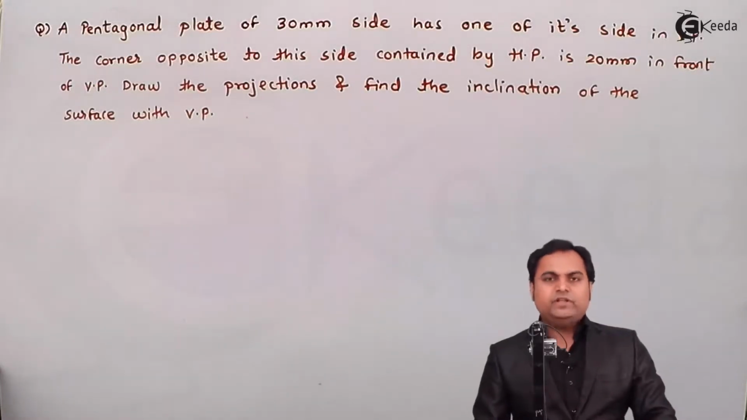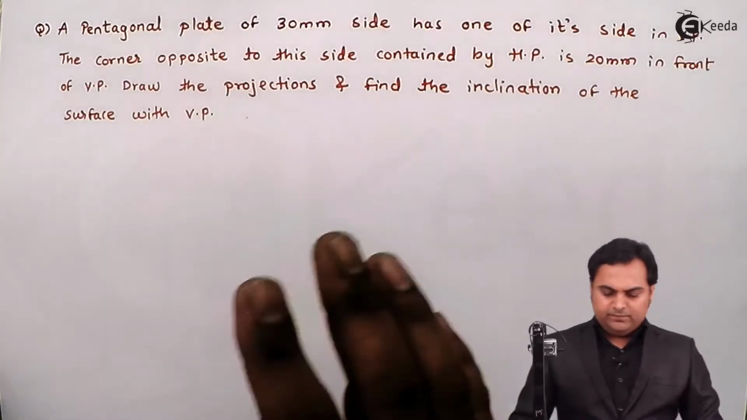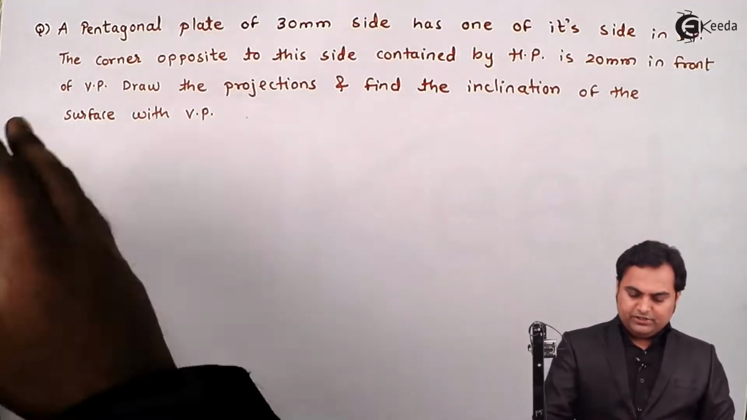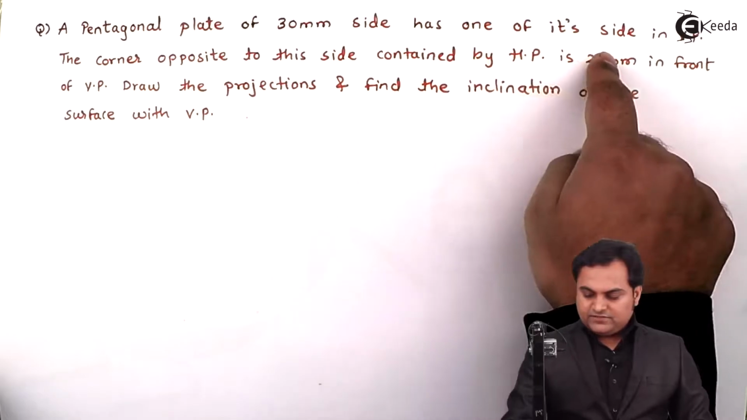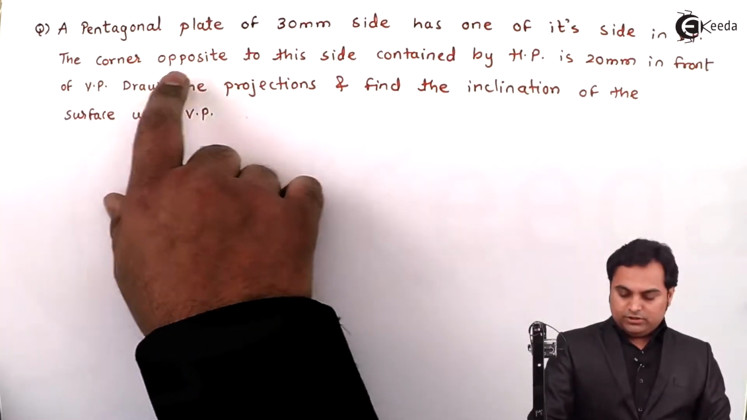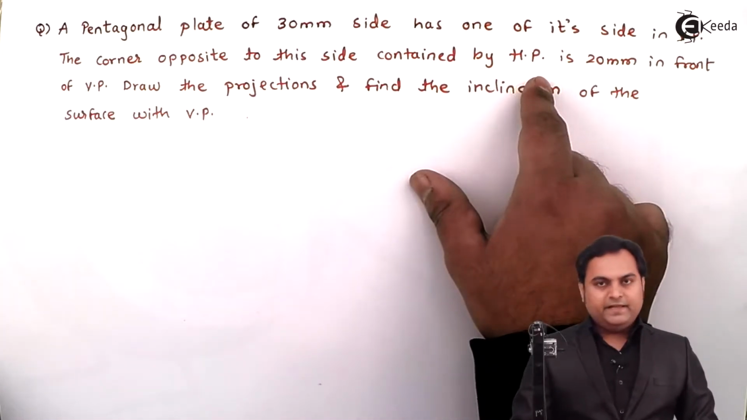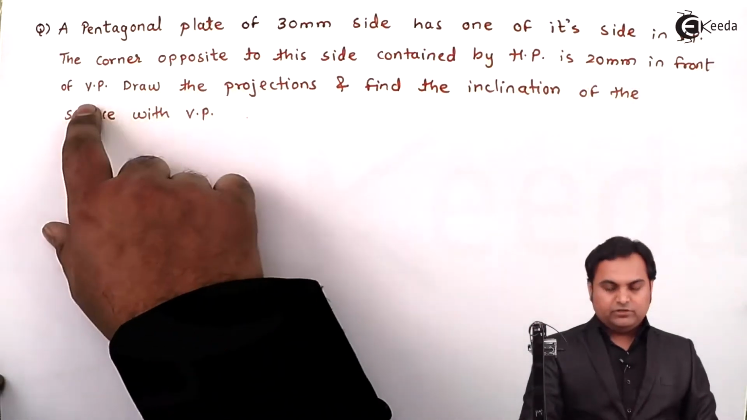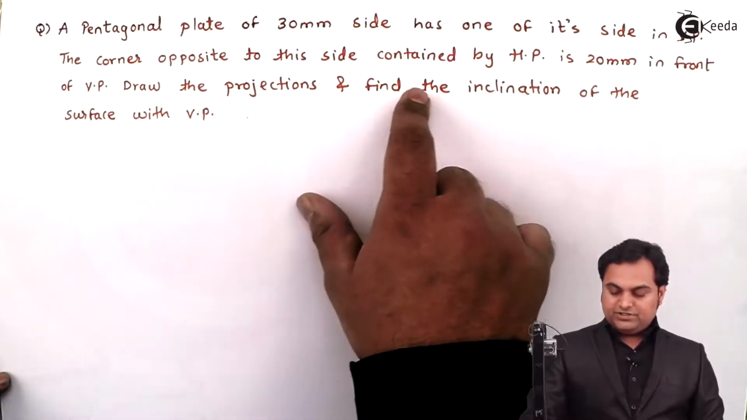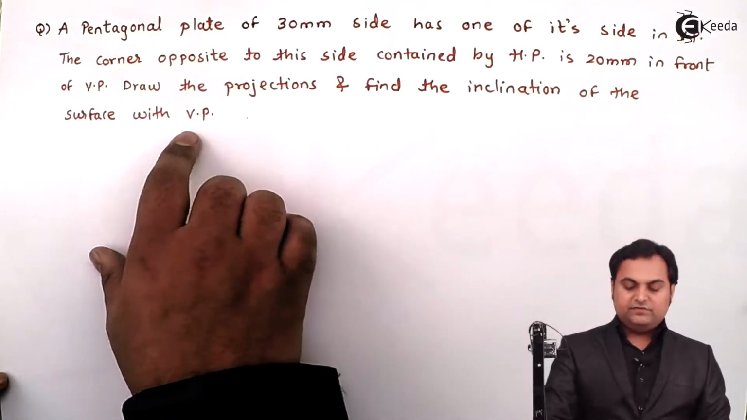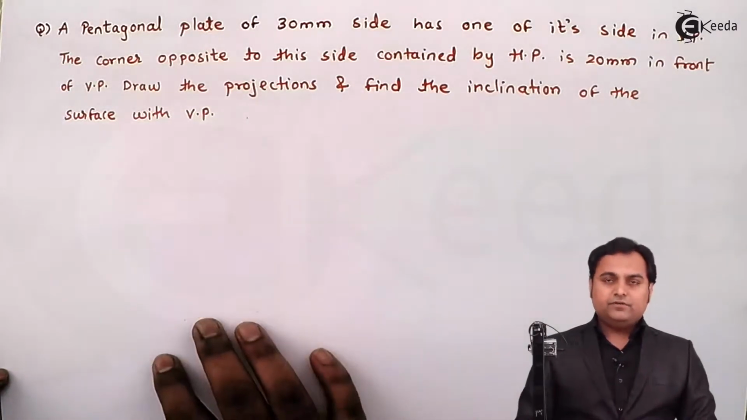Here in this video, we'll see a problem on pentagonal plate. The question is, a pentagonal plate of 30 mm side has one of its sides in VP. The corner opposite to this side contained by HP is 20 mm in front of VP. Draw the projections and find the inclination of the surface with VP. So this is the question in front of us.